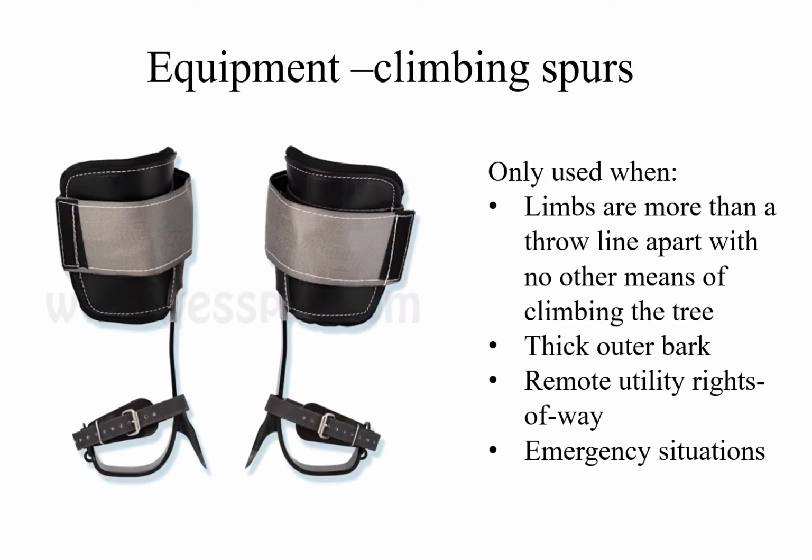Equipment and work practices that damage living tissue and bark beyond the scope of work should be avoided. Climbing spurs shall not be used when climbing and pruning trees, except under special circumstances noted in the ANSI A300 pruning standards. These include when limbs are more than a throw line apart with no other means of climbing the tree, when there is thick outer bark so that the cambium will not be damaged, in remote utility rights-of-way situations, and of course during emergencies.